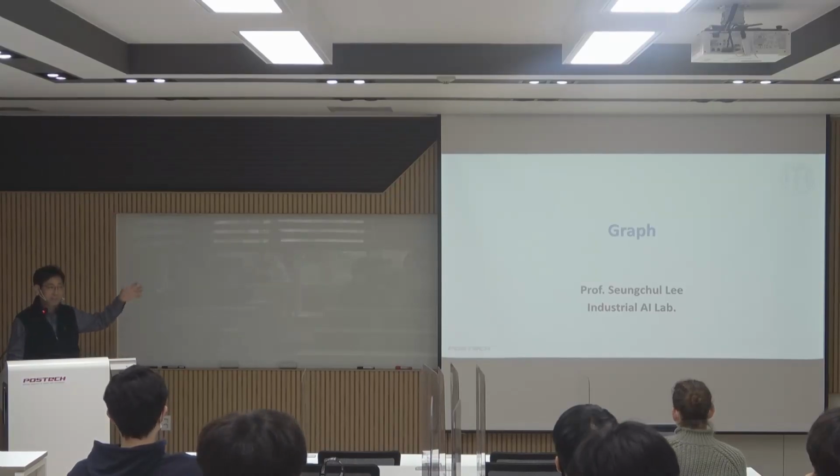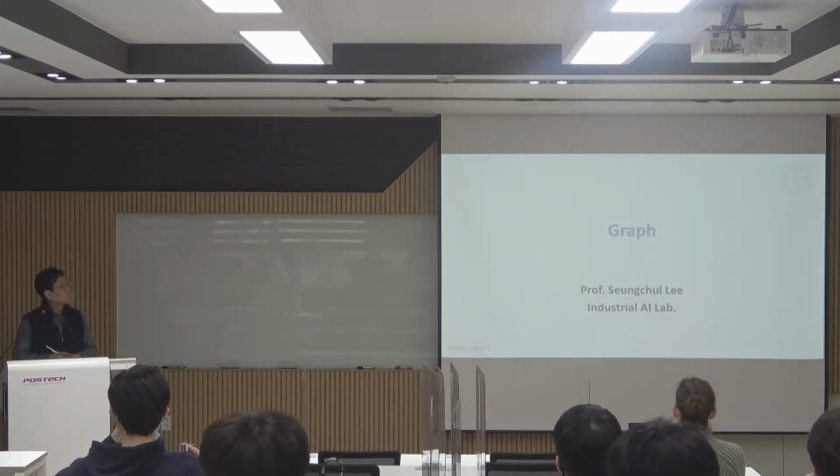We need the materials for the concept, and you need to understand the properties of the graph in order to have a better understanding of graph neural nets later on. So let's see what a graph is.